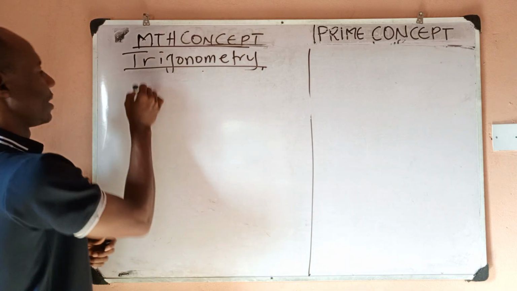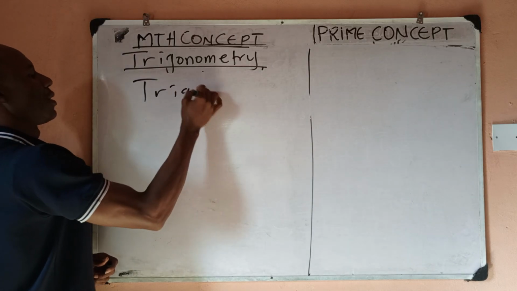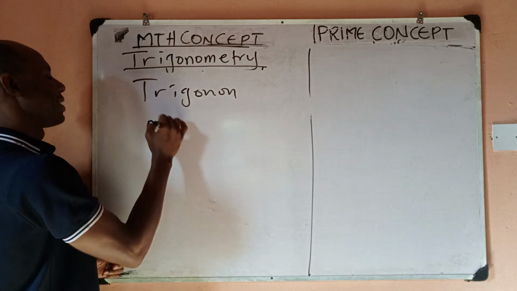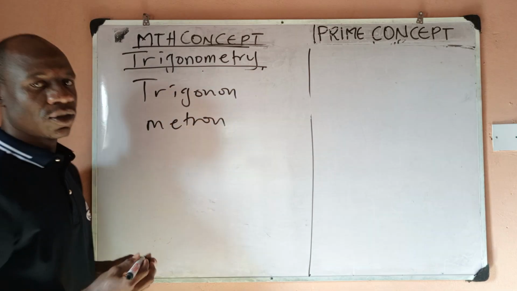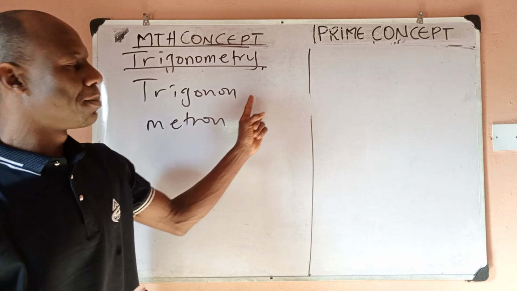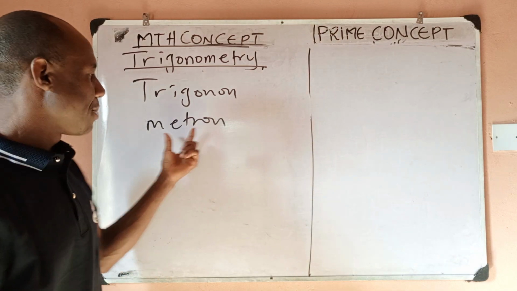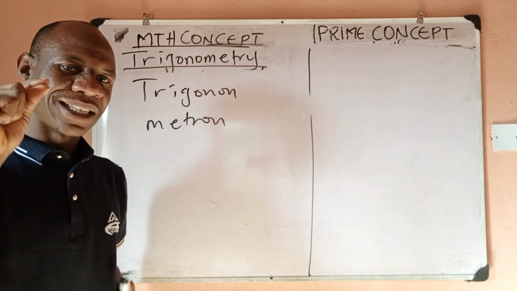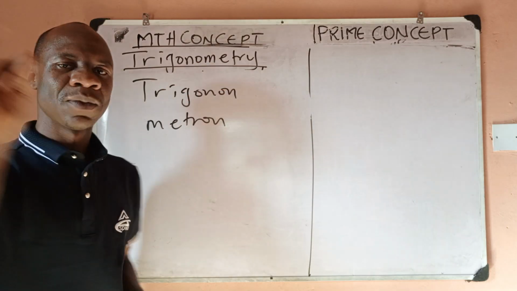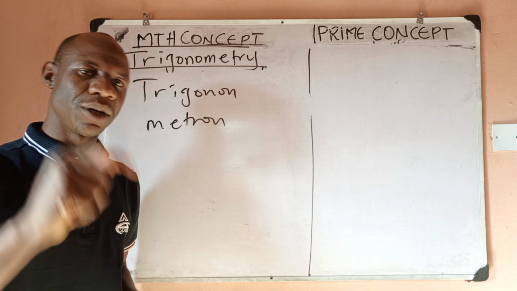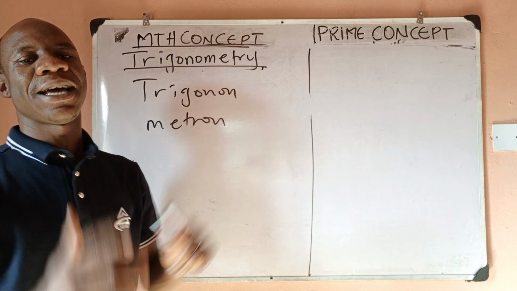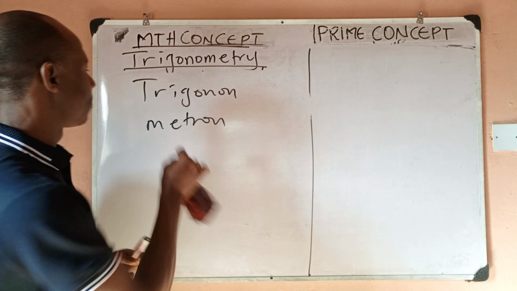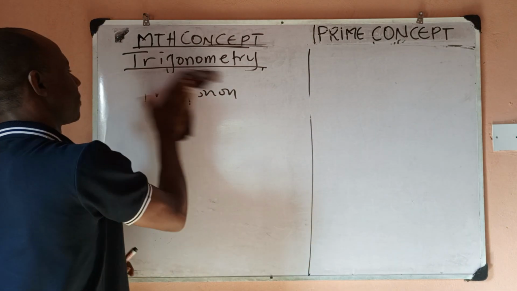One of them is trigonon. The other one is metron. So in Greek, trigonon simply means triangle, while metron means angle measurement. So simply put, you can say that trigonometry is the study of the measurement of angles in a triangle. That is trigonometry. So I would write the definition so that you can put down the concept.